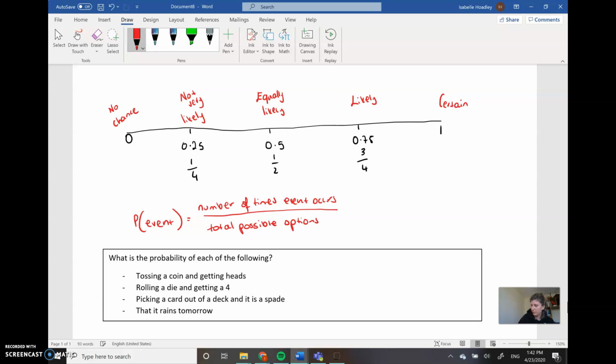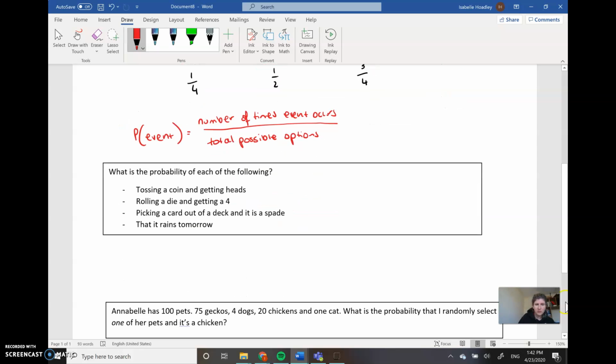Okay, so we're going to look at the probability of each of these things here. So the first one is tossing a coin and getting heads. The first thing we want to think about is when we toss a coin, what can happen? Well, we can get heads or we can get tails. So there's 2 possible options, and heads is one of those options. So tossing a coin and getting heads, the probability of getting heads is 1 option out of 2.